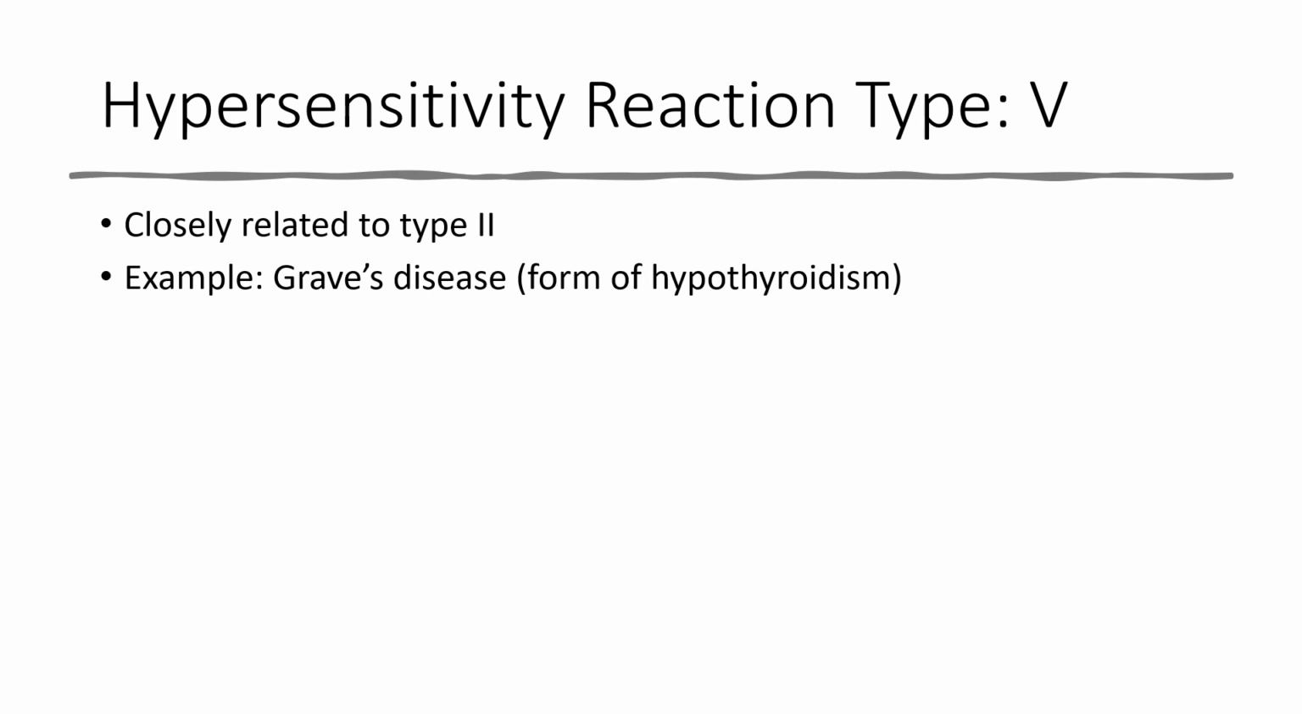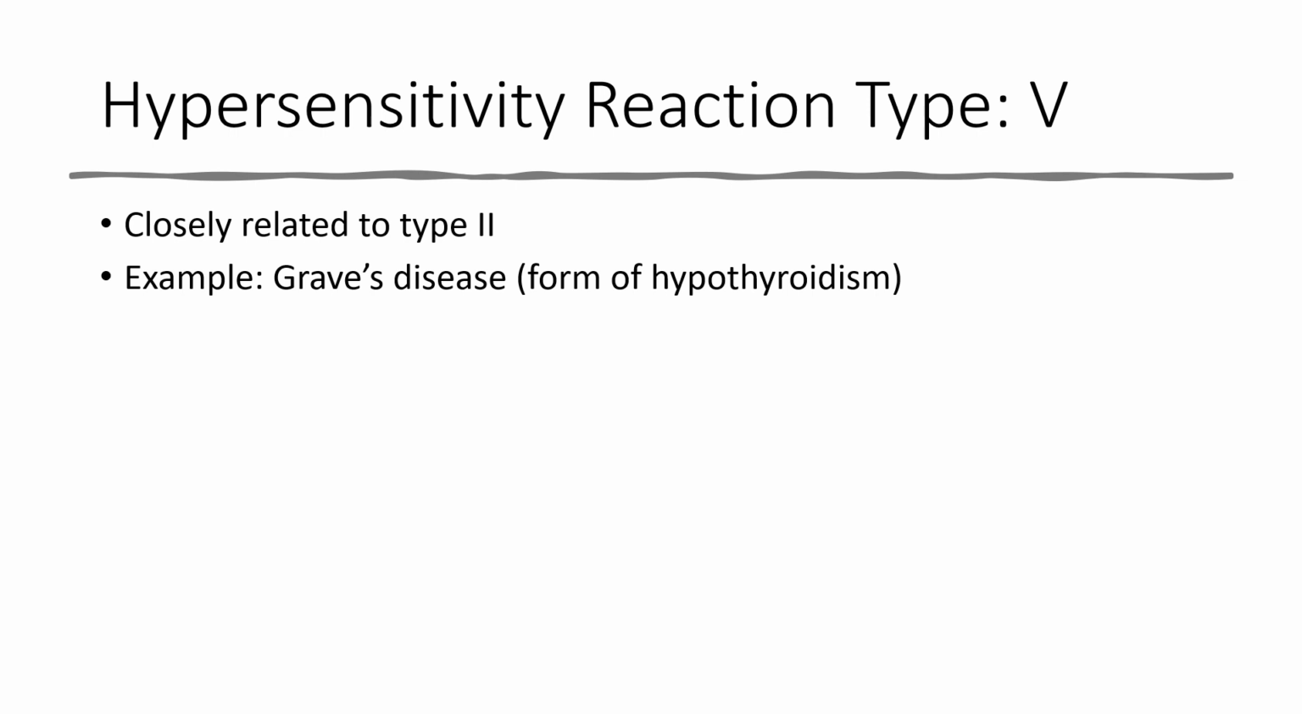Moving along, so hypersensitivity reaction type 5. So this can be noted as a distinct subcategory, but it's sometimes included in type 2 hypersensitivity reactions. So it's an antibody-mediated cellular dysfunction that leads to a change in cell function, but it does not lead to cell death like in type 2.